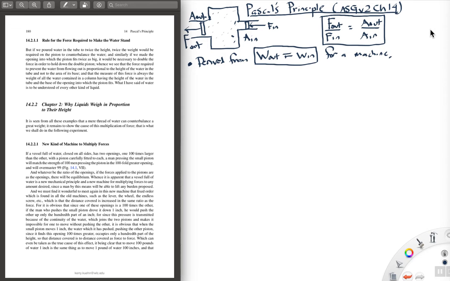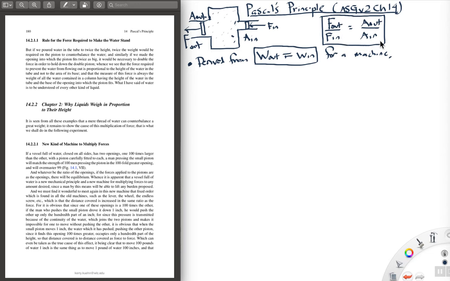Well, he derived it from the idea that for any machine, the work that you put into it is equal to the work that you get out of it. This is what Pascal describes at the bottom of page 180 over here. The nice thing is that he arrives at Pascal's principle, this right here, in another way.